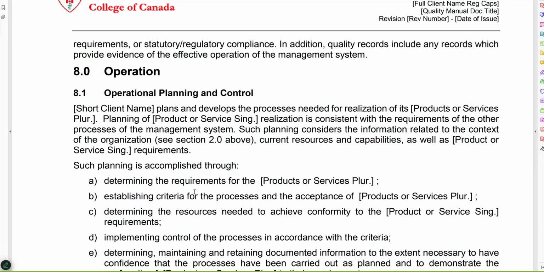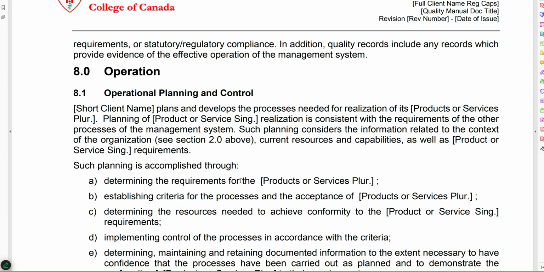Now in section 8, which is related to operations, we have to write the following: that the client, the pharmaceutical company, plans and develops the processes needed for realization of its products or services, plural, because there will be several. The planning of their services realization is consistent with the requirements of the other processes of the management system. Such planning considers the information related to the context of the organization, current resources and capabilities, as well as the product requirements.